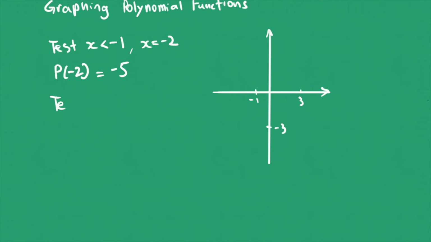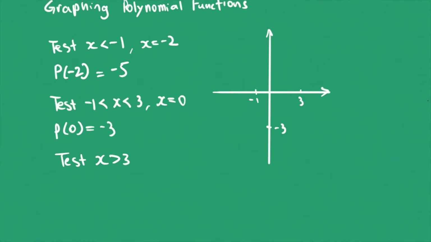Now let's test if x is between -1 and 3. Say x equals 0. The answer would be -3, which is also smaller than 0. So the curve is also below the x-axis if x is between -1 and 3. Last, we need to test the scenario when x is bigger than 3. Let's say x equals 4. The answer would be 25, which is bigger than 0. So the curve is above the x-axis for x bigger than 3.